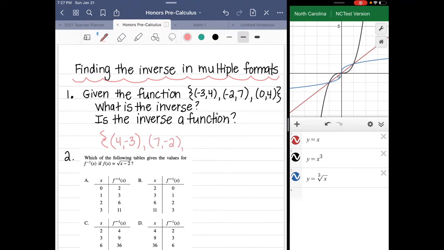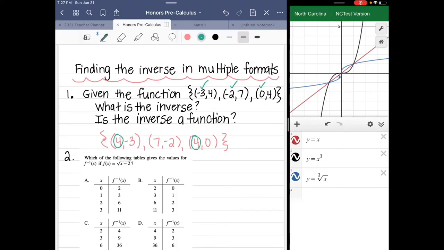Then if I had -2, 7, it's now going to be 7, -2. And then the last one is going to be 4, 0. Now the question is, is the inverse a function? So remember, to be a function, it means there cannot be any repeating x values. So my original was a function. All right, so I had -3, -2, and 0.